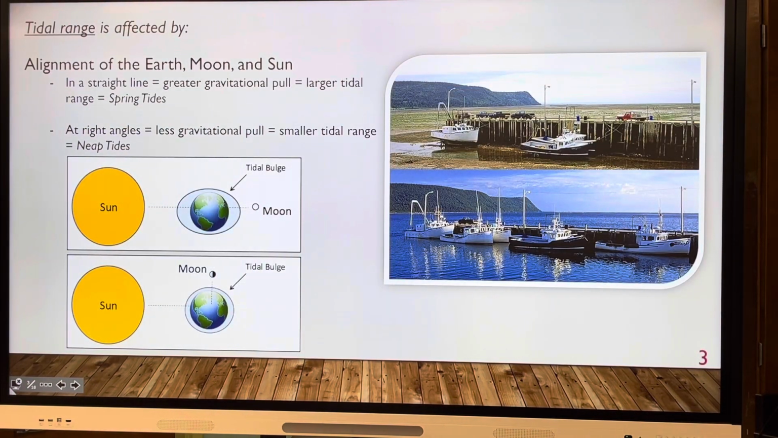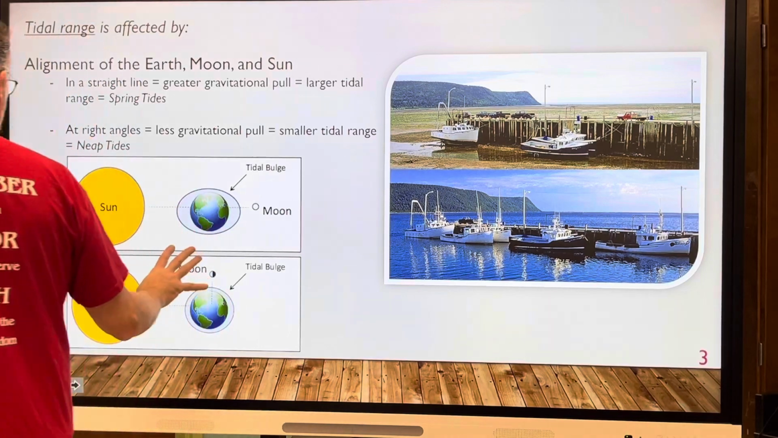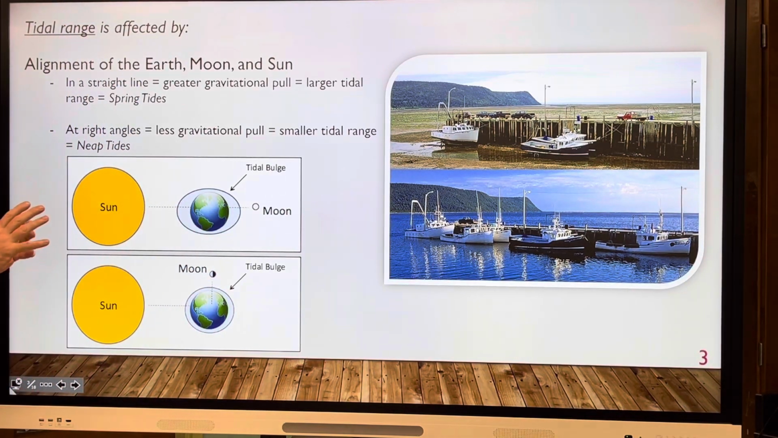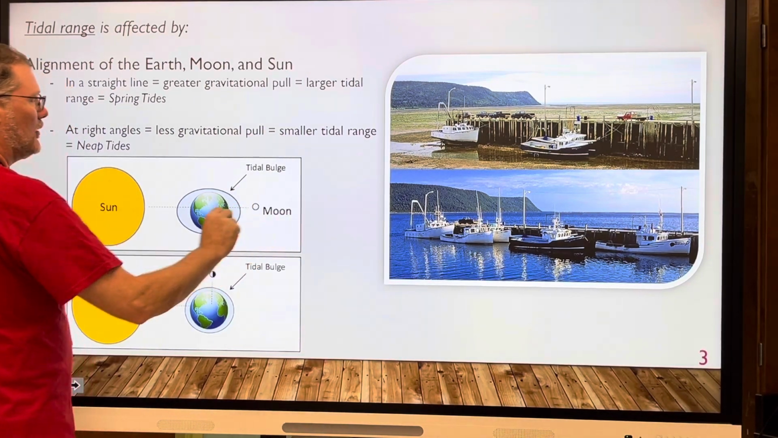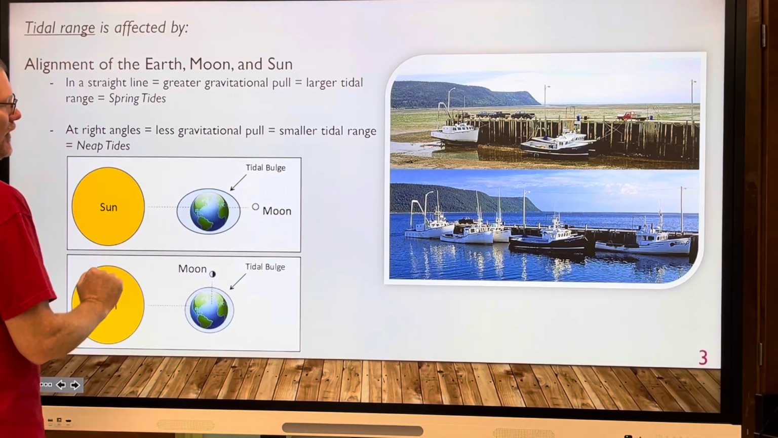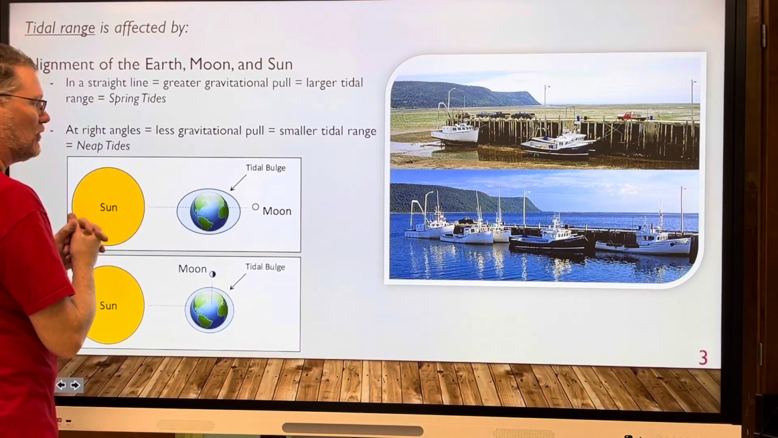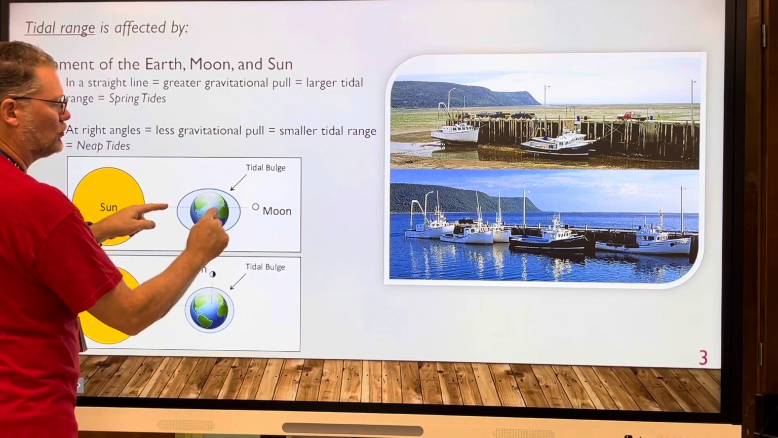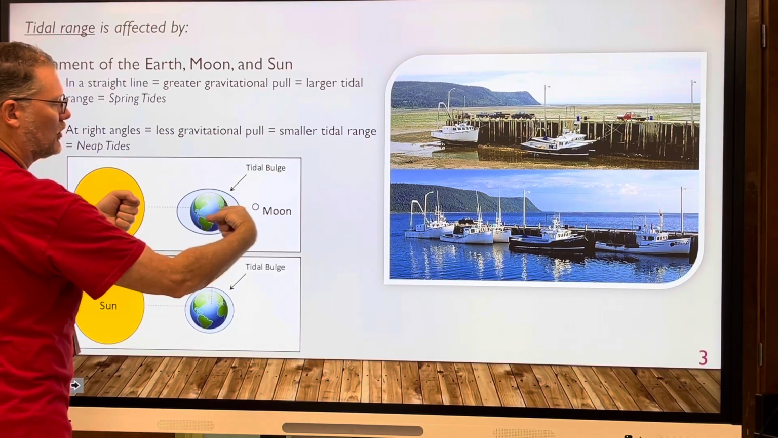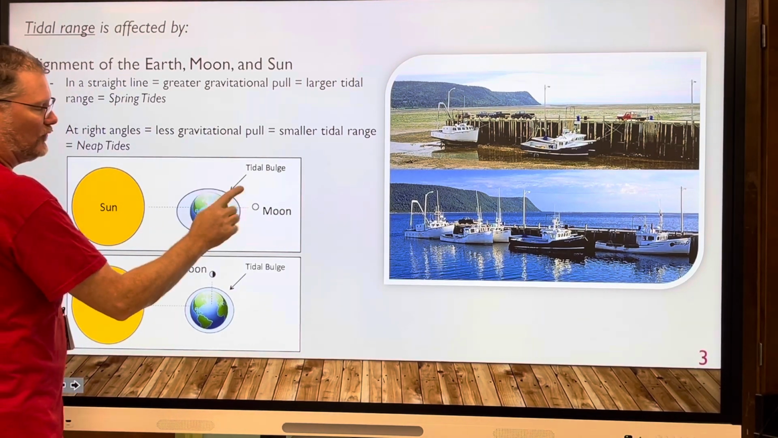All right, so as I said, range is affected by Earth, Moon, and Sun and how they align. These pictures are very important for understanding what I'm talking about here, okay? So if they're in a straight line, you're going to have a pull from both directions. Now this is of course exaggerated for the ease of understanding the diagram, but you're going to have what's called a tidal bulge. The moon and the sun will be pulling the water on opposite ends, like that. And that would be, of course, a full moon.